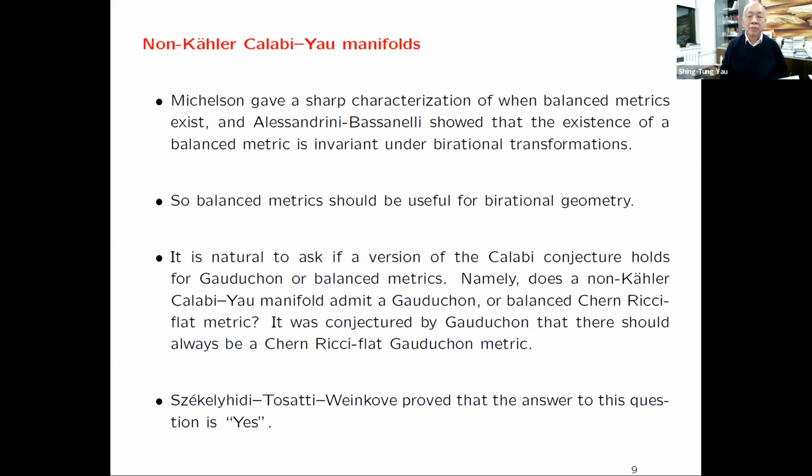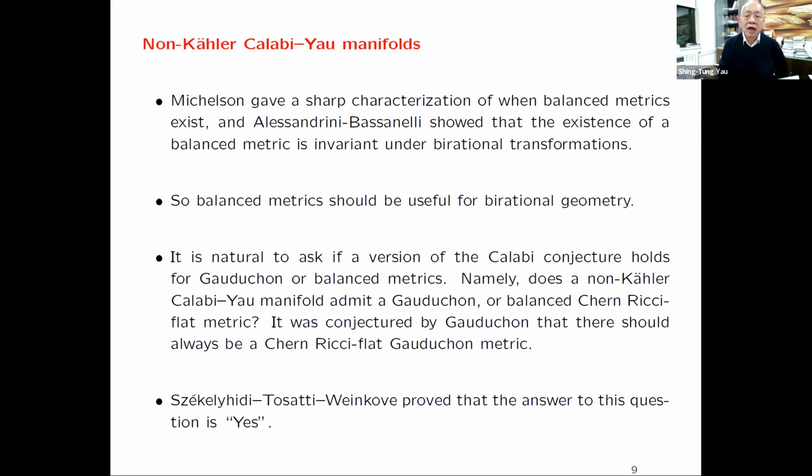In other words, they prove that if you take a balanced manifold, you take a blow up or blow down, the existence of a balanced metric on one of them implies existence of a balanced metric on the other. So this is an interesting phenomenon. It's very nice compared with Kähler geometry, because we know that in Kähler geometry, it's not true. Existence of a Kähler metric is not invariant under birational transformation, but the balanced metric does is invariant.